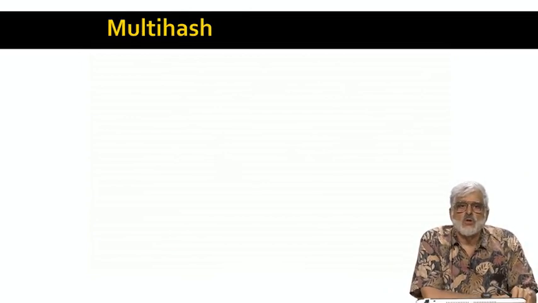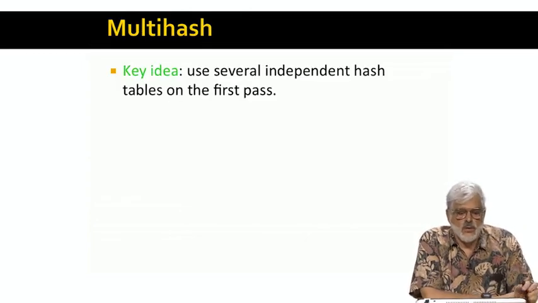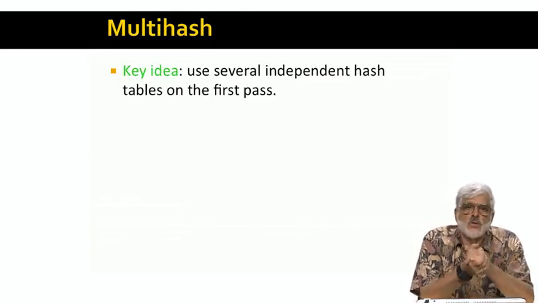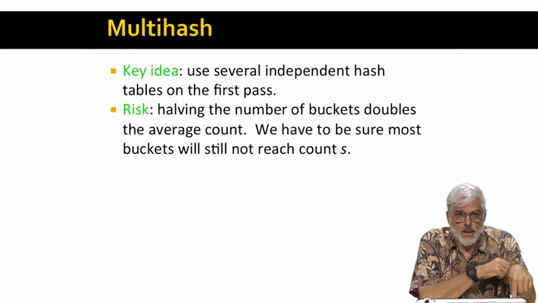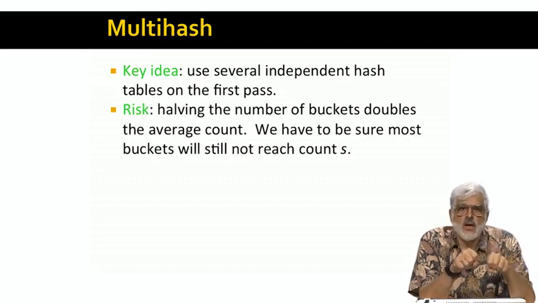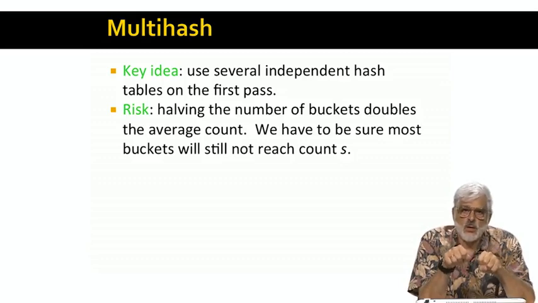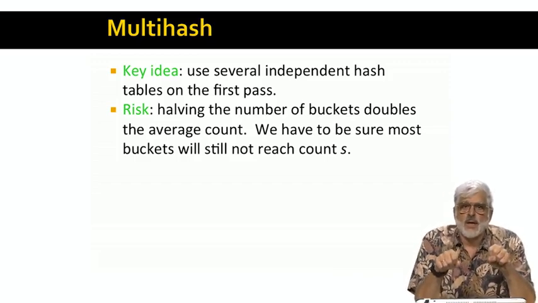Next, we're going to look at an approach called multi-hash. This algorithm is similar to PCY, except that on the first pass, the available space is divided into several hash tables. Now, this idea could seem insane. Remember that PCY works if the average count of a bucket is much less than the support threshold s.